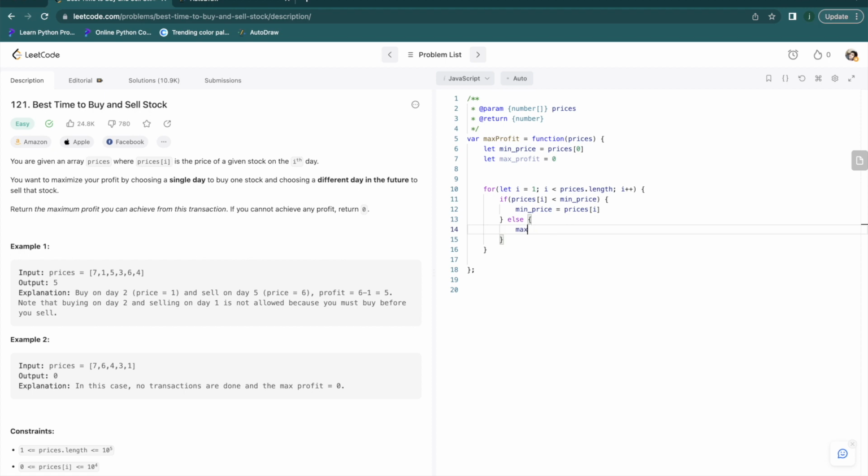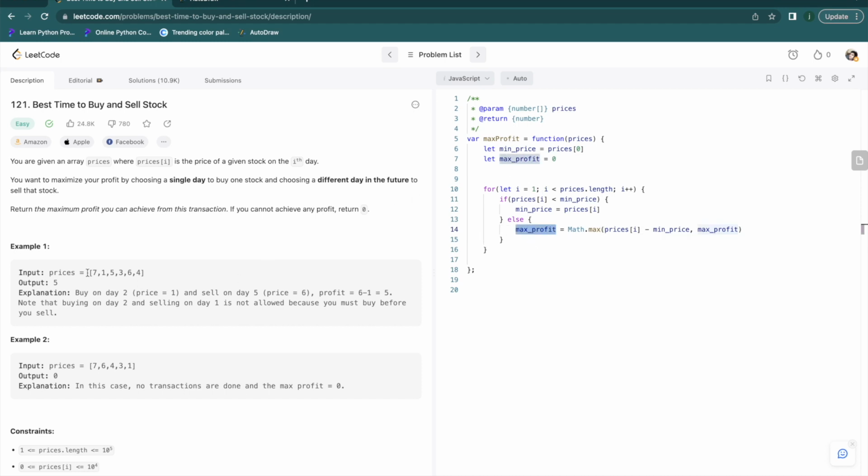So you're going to update the max profit with Math.max of. You're only going to update max profit when you get a profit which is greater than the max profit. So the way we calculate profit here is prices of i minus the minimum price that we have so far. So if the difference is greater than the max profit that we already have, then you're going to update the max profit.